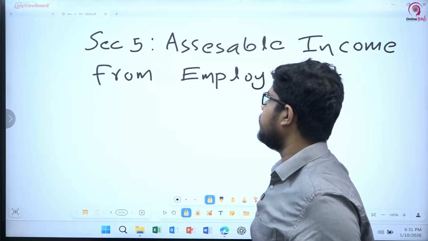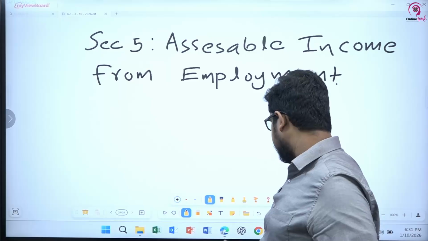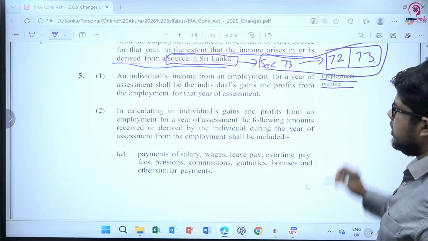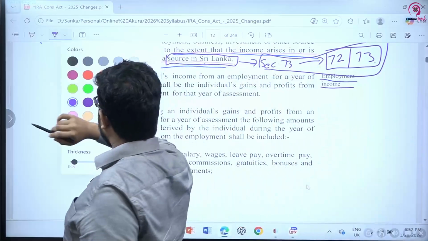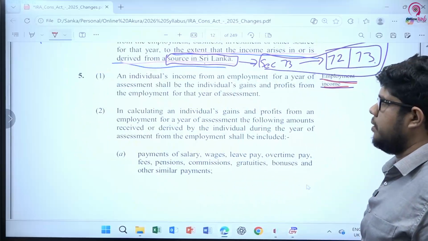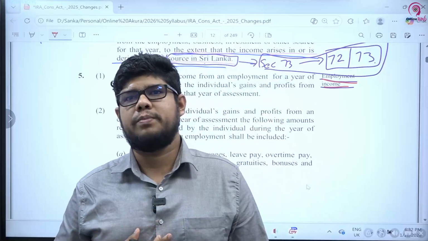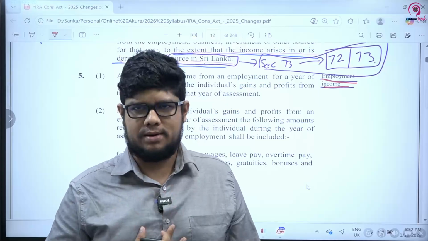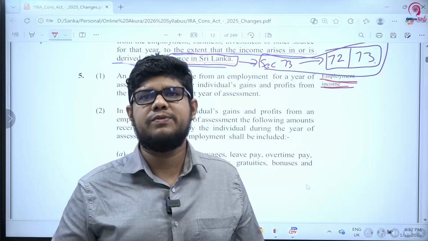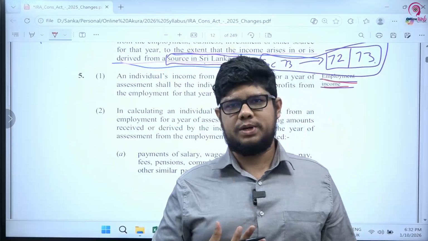What is section 5? Assessable income from employment, right? Assessable income from employment. Here we have employment, and this is the section heading. Employment income. So who engages in employment? Individuals like you and I, right? Normally individuals. Employment, in the general meaning, means a job, right?